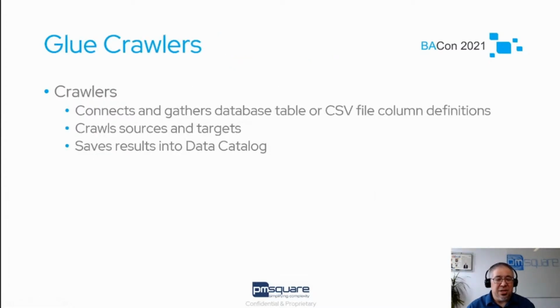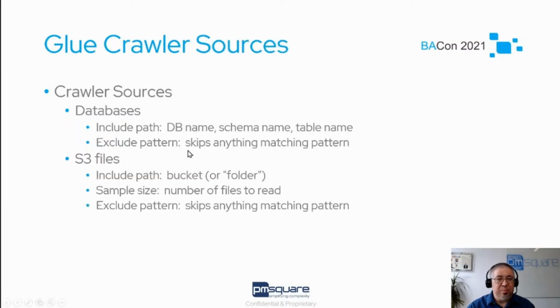Glue crawlers connect to either databases or files in S3 and gather the column information from each of them. These can be either source or targets, and the results of the crawlers are saved in the data catalog. Glue crawler sources can be either databases or S3 files. When you're connecting to a database, you give it the database name, the schema, and the table name. If there's any extras that you don't want to connect to, you would use an exclude pattern, and anything that matches that pattern would be omitted.